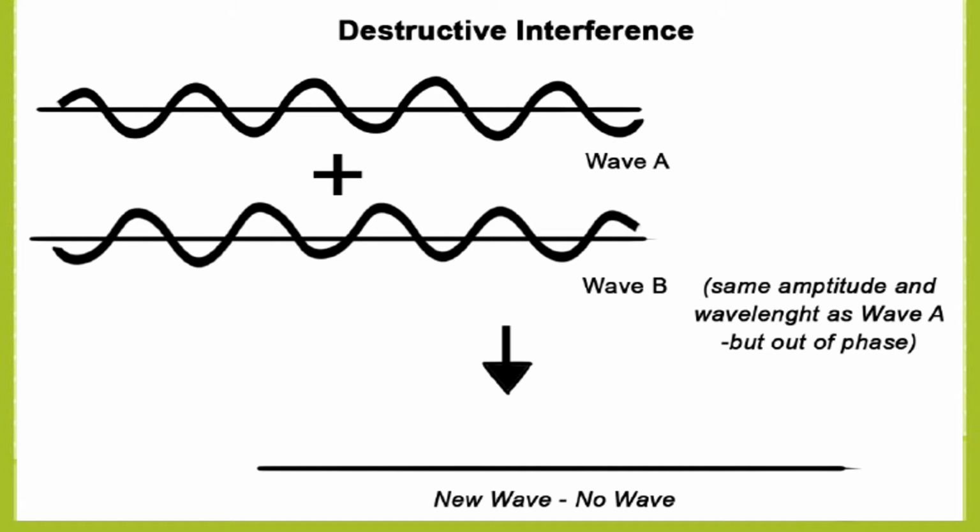Okay, students, try to look now at the destructive interference. So you have wave A plus wave B. As you look at it now, they have the same amplitude and wavelength, but out of phase. So wave A plus wave B, then there is no wave produced.